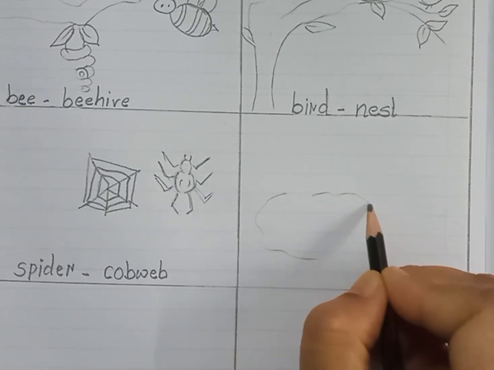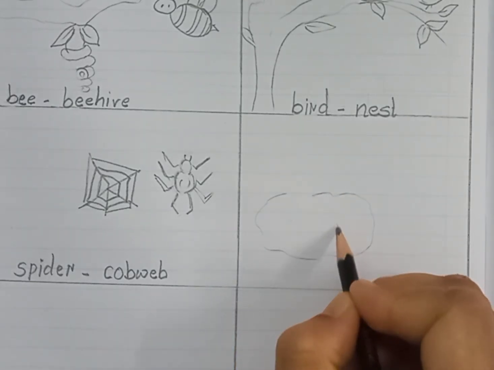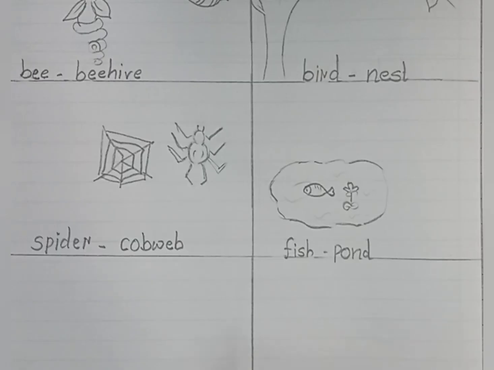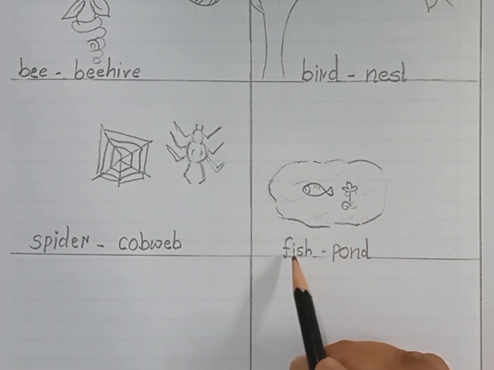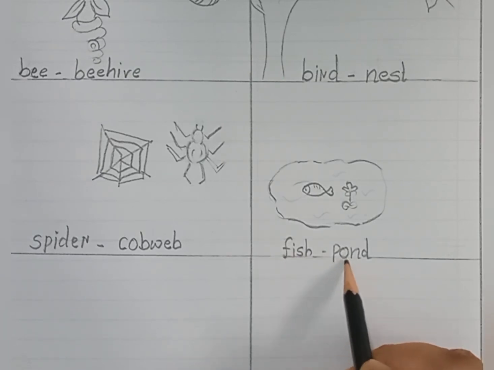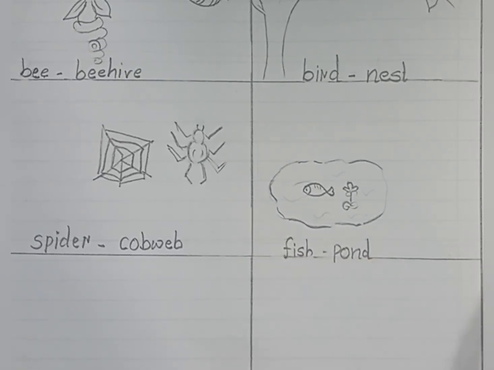Here we are going to draw one pond. Isn't it very easy to draw a pond? Yes. There is a fish and a flower in the pond, and write its name, F-I-S-H, fish, P-O-N-D, pond.